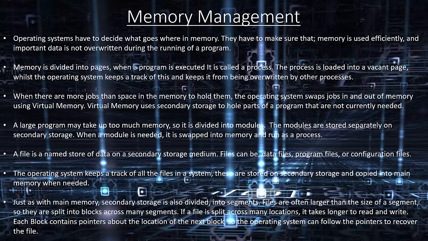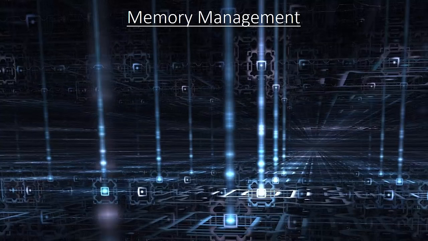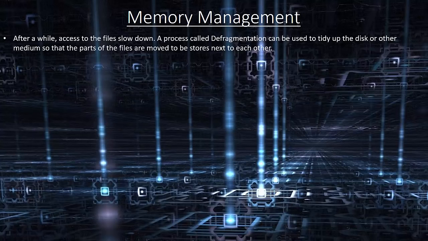If a file is split across many locations, it takes longer to read and write. Each block contains pointers about the location of the next block, so the operating system can follow the pointers to recover the file. After a while, access to the file is slowed down. A process called defragmentation can be used to tidy up the disk or other mediums so that parts of the files are stored next to each other.